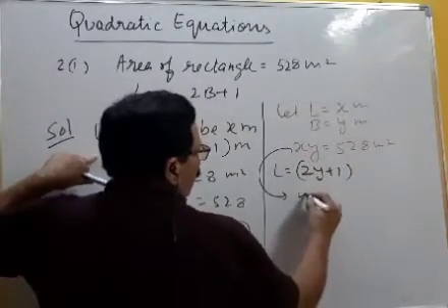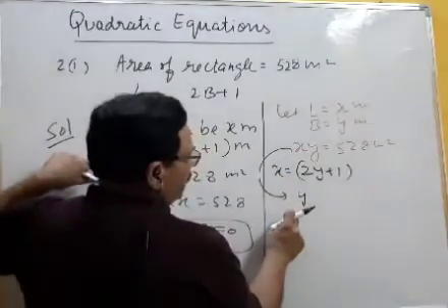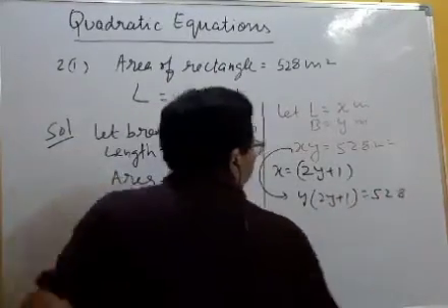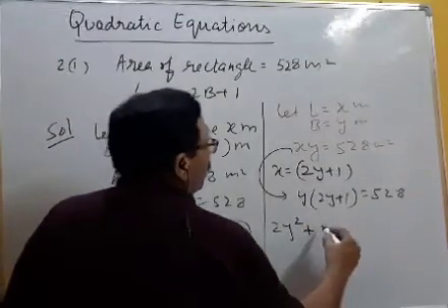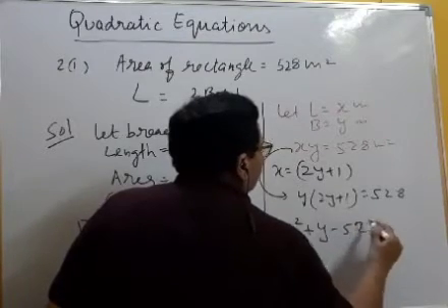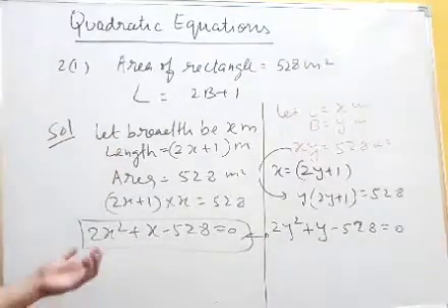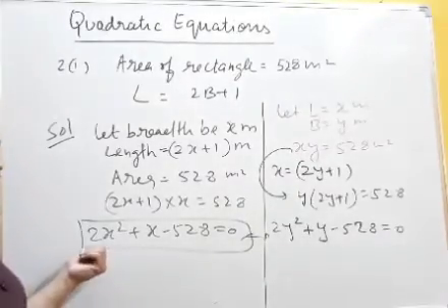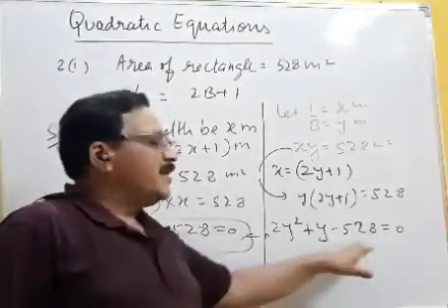Right? So now what about this? You substitute the value of length, it means length is x. You substitute the value of x there: y into (2y plus 1) equal to 528. Now open the bracket. 2y square plus y, take 528 this side, you will get 0. Check these two equations. It is understood, no? Now I think nobody will ask this question. If anyone does, again I can explain. So this comes to x square plus x minus 528. You are getting 2y square plus y minus 528.